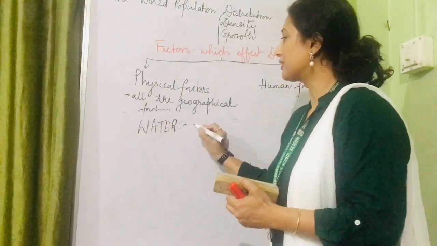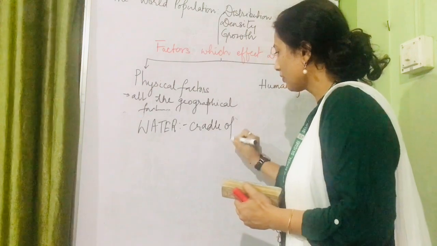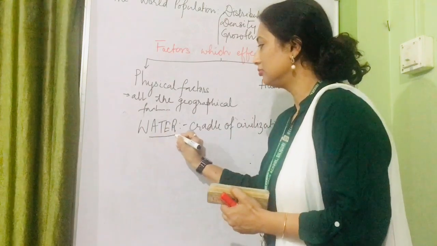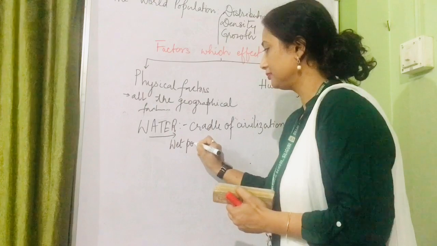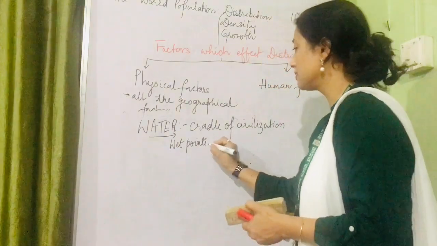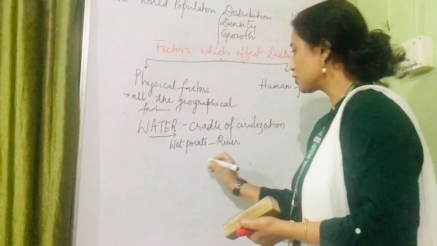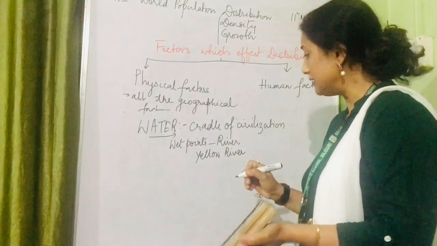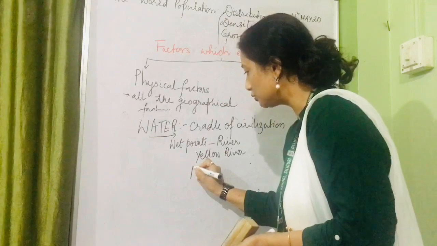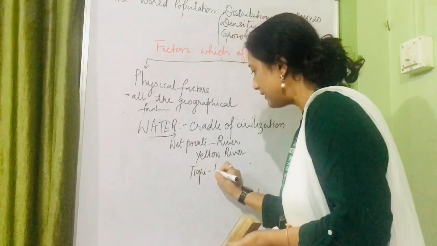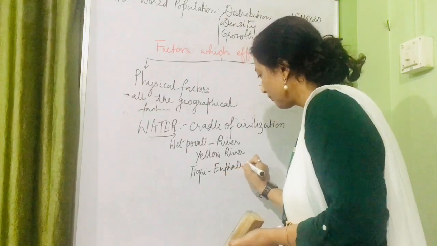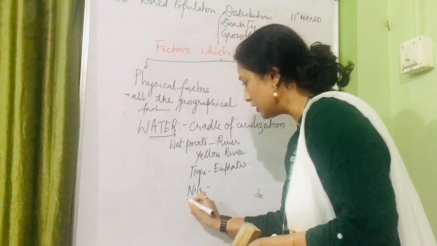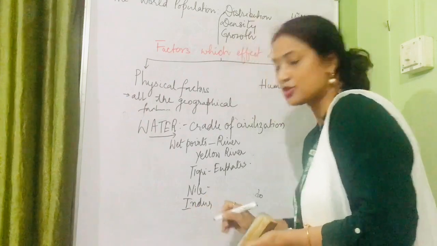So you will find the cradle of civilization, you have done it in history, all started from the wet points. What are the wet points? It means the river valleys. If we talk about the Yellow River of China, that is one example of an earliest civilization. We have then civilization near the Tigris and Euphrates Rivers, that is the Mesopotamian civilization. Then we have the civilization near the Nile, that is the Egyptian civilization. And how can we forget our own Indus Valley civilization?